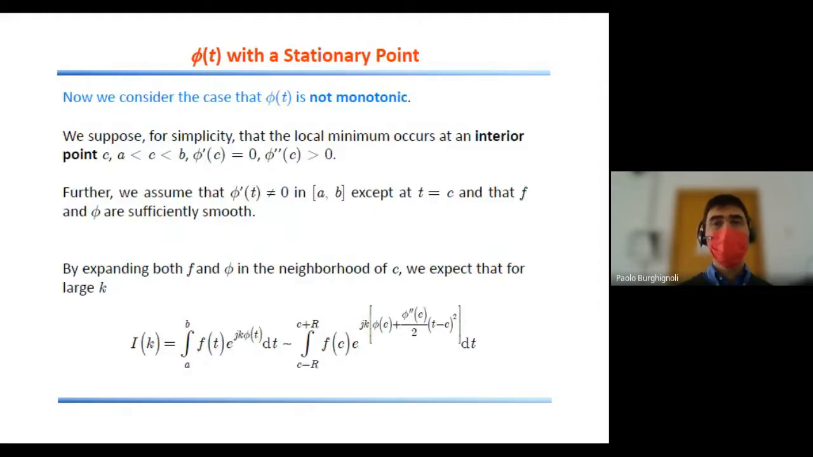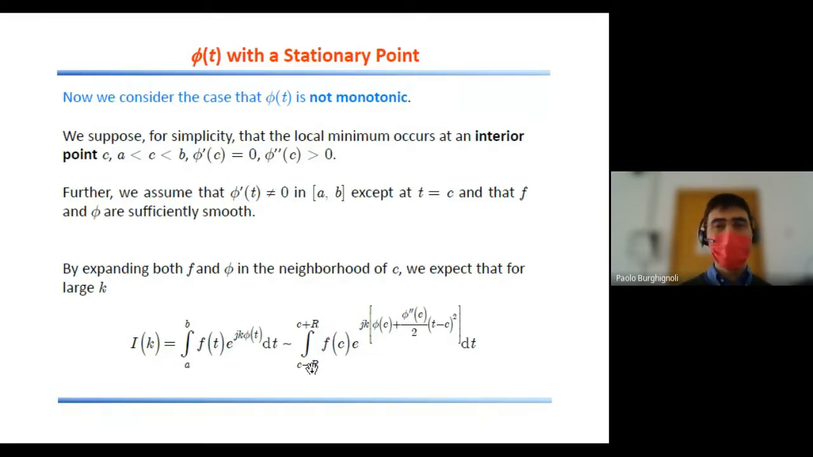When phi is instead not monotonic, we will consider again the case of a single interior point where the first derivative vanishes, as we did in dealing with Laplace integrals. Now again, as in that case, we can expand both functions f and phi in the neighborhood of this point. This produces an integral of this kind.